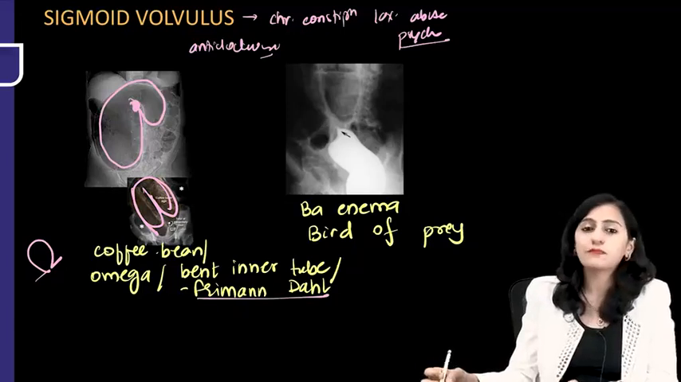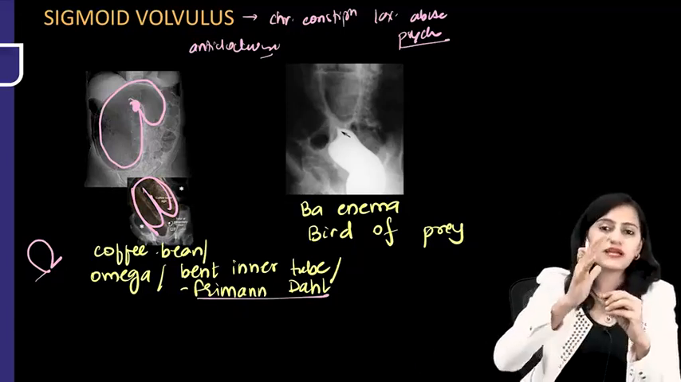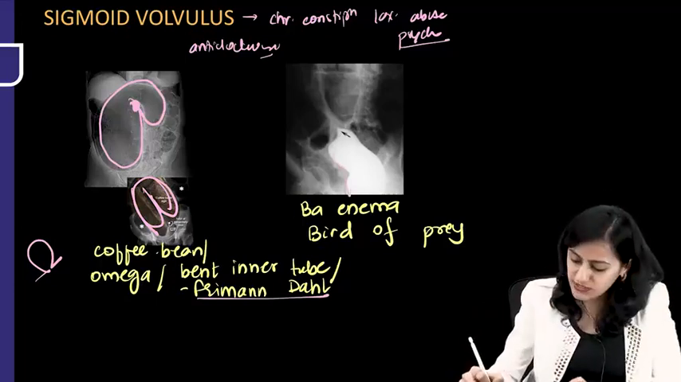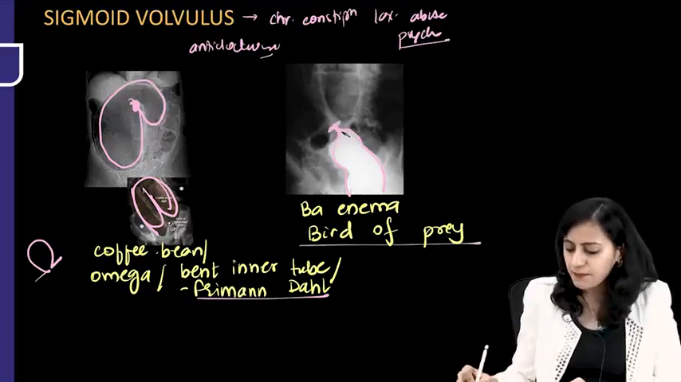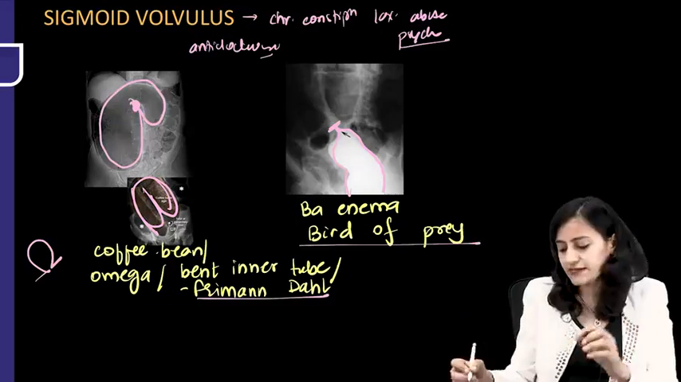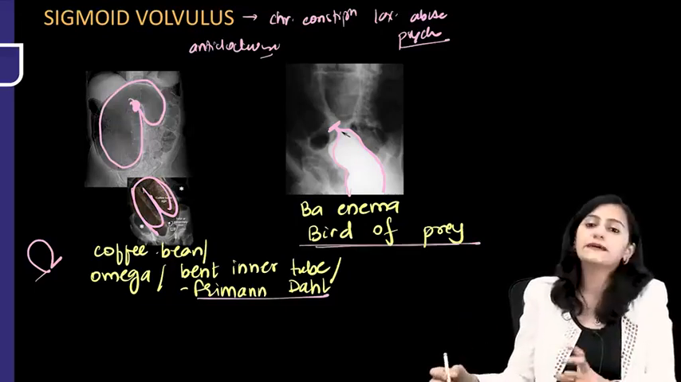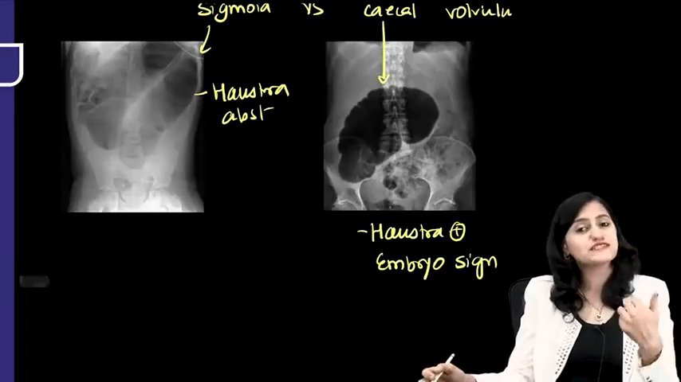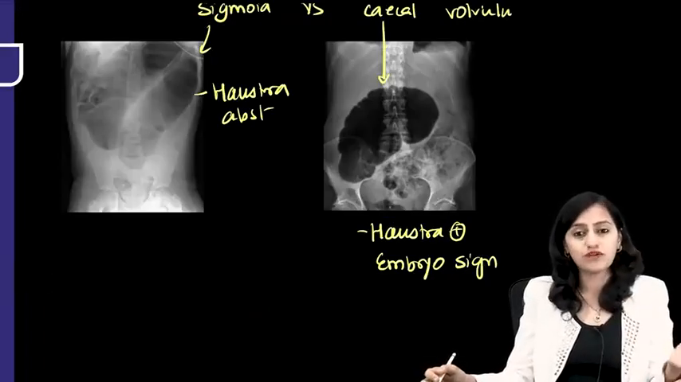What do we have on barium enema? So the barium goes up, it is blocked at the point of volvulus. So that gives the bird of prey sign, right? Like a bird looking up, that is the bird of prey sign on barium enema. Okay. Now, how do you differentiate sigmoid volvulus from a cecal volvulus?